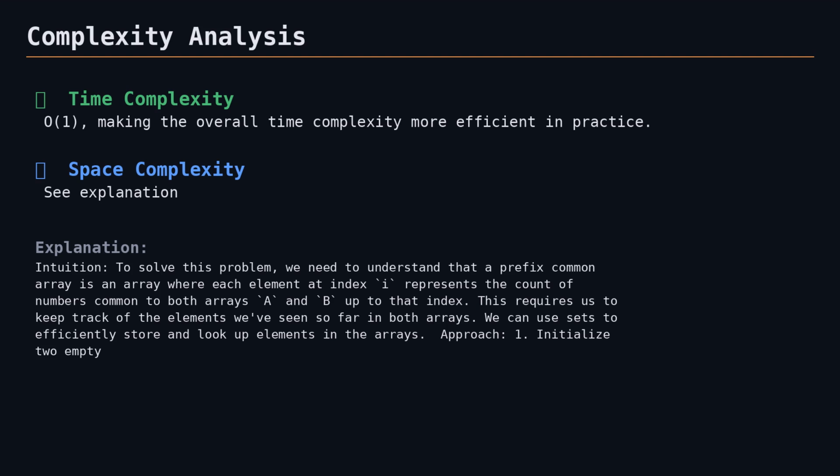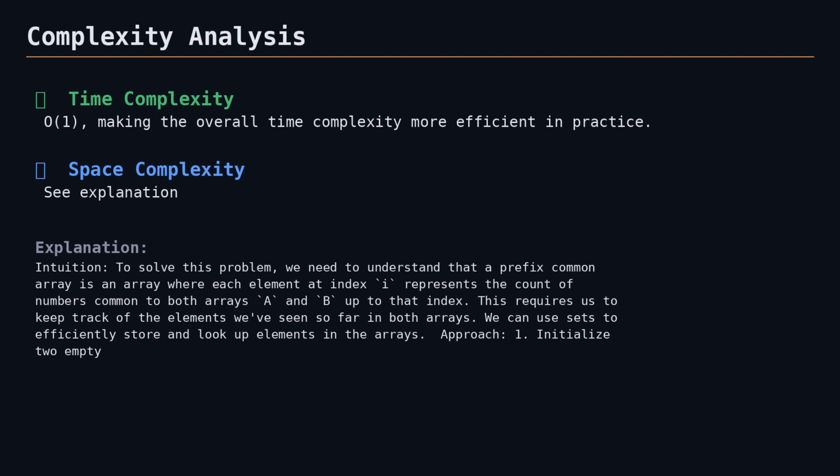Then, we iterate through the arrays using a for loop. Inside the loop, we insert the current elements of A and B into their respective sets. We create a new set common to store the intersection of setA and setB. We iterate through setA and check if each element is present in setB. If it is, we insert it into the common set. Finally, we store the size of the common set in the result vector res at the current index. We return the result vector at the end of the function.